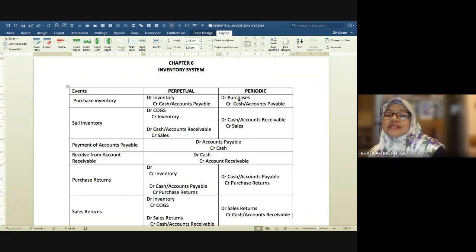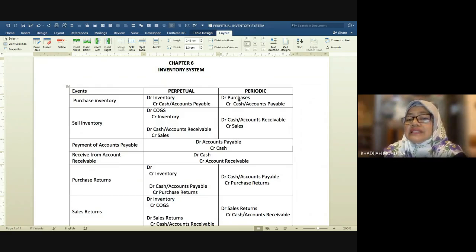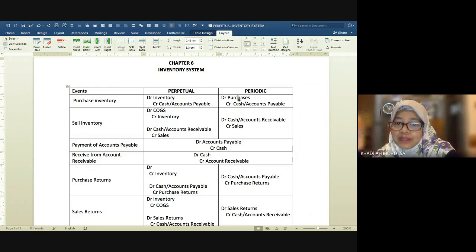So whenever they purchase inventory, they just debit purchases. The name of the account is purchases, and you're going to credit either cash or your accounts payable. Depends. If you pay cash, then you credit your cash. Otherwise, you create accounts payable. It's a liability. But when you sell, remember it's simpler, right?